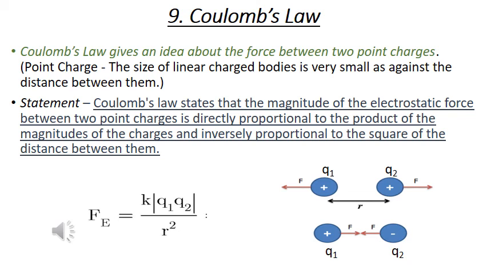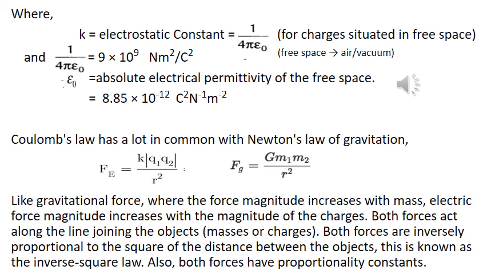After removing the proportionality sign, there comes a constant K. This constant K is known as the electrostatic constant. The electrostatic constant is equal to 1 by 4 pi epsilon naught for charges situated in free space. Here the sense of free space is air or vacuum. The value of 1 by 4 pi epsilon naught is equal to 9 into 10 to the power 9 Newton meter square per Coulomb square. Here epsilon naught is the absolute electrical permittivity of free space, which is equal to 8.85 into 10 to the power minus 12 Coulomb square per Newton meter square.